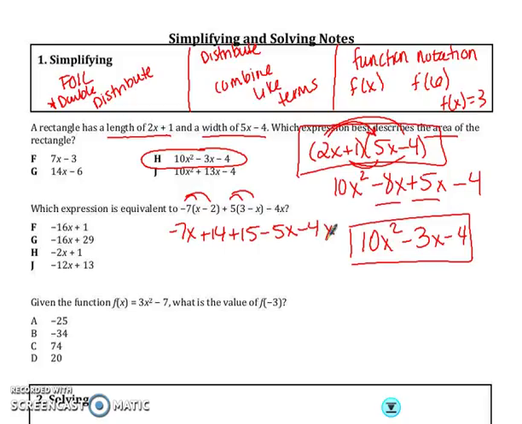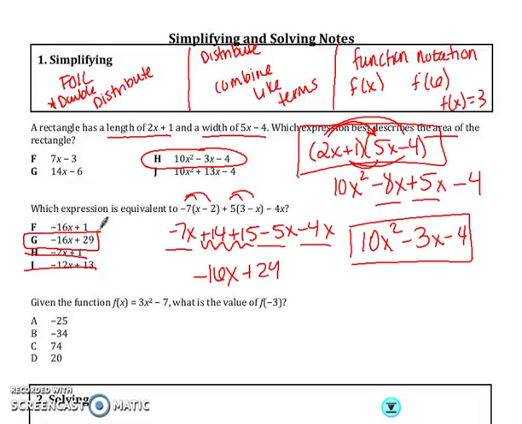And then we just combine all the like terms. So negative 7 minus 5 minus 4. You can do that in your head or in the calculator, but that's negative 16x. So automatically I can cross off H and J. And then I combine 14 plus 15, and that's positive 29. So I can go ahead and do that as well. My correct answer is G.